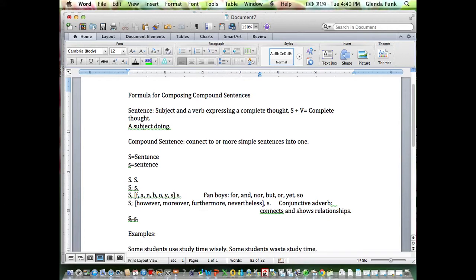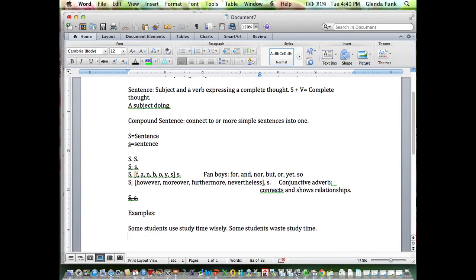Period. I know I have a simple sentence. We talked about it. Students being the subject, use is the verb, and over here, students the subject, and waste the verb. So that's the first example. Then I move on to the next example. Some students use study time wisely.